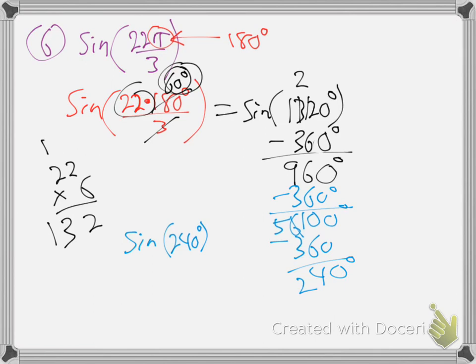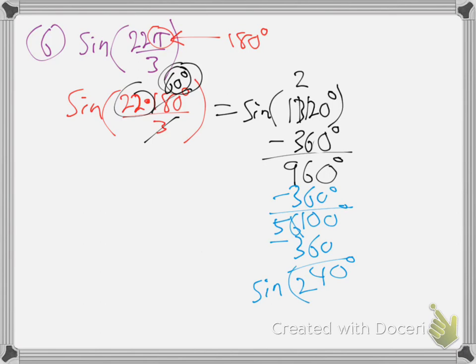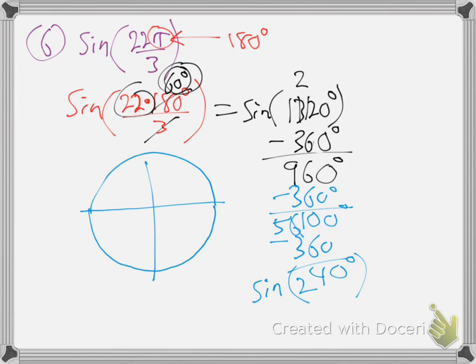Now let me get over here and draw ourselves a unit circle. We want the sine of 240. Where's 240? Let me give you a second. Go ahead and try that one. Give everybody a chance to find it on their own. It's a good exercise. Make sure you can do that.